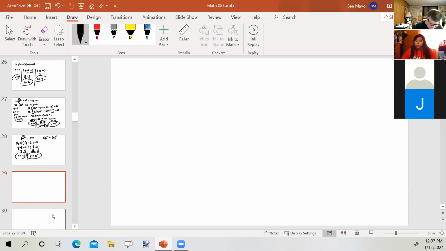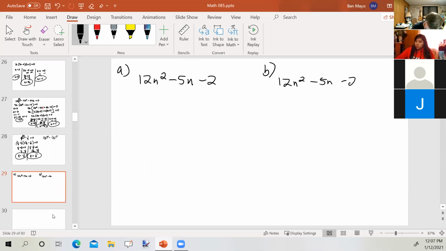we're going to do, this is problem A, and then we're going to do problem B. Problem A says 12n squared minus 5n minus 2. Let's see, B is 12n squared minus 5n minus 2 equals 0. Now, the problem part A is not an equation. We cannot solve it. We can factor it, but we can't solve it. Let's see. A is 12, B is negative 5, C is negative 2, the product is negative 24, the sum is negative 5. How about negative 8 and 3?